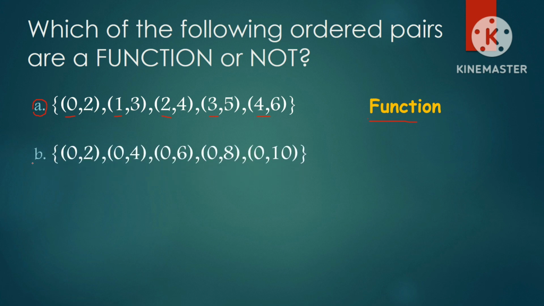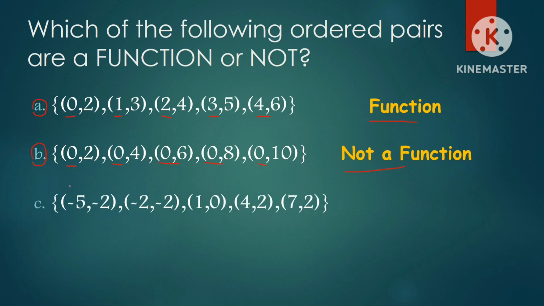Next, we have letter B. So we have (0, 2), (0, 4), (0, 6), (0, 8), and (0, 10). So is it a function or not? Okay, so this is not a function. Why? Okay, if we try to look at the x values or first coordinates, so we have 0, 0, 0, 0, 0. So umuulit lang din naman siya. So that is not a function.